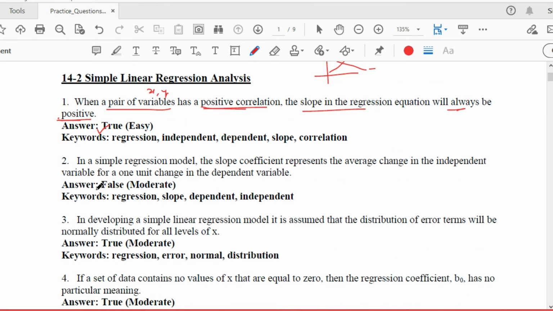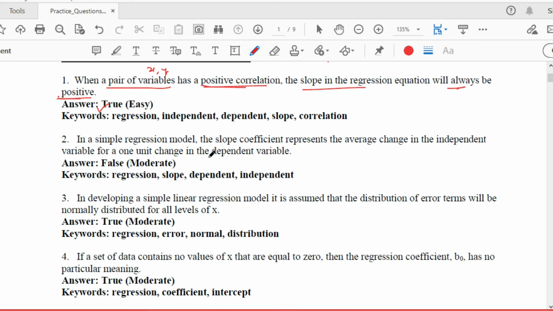So yes, true. In a simple regression model, the slope coefficient, I repeat, what are they talking about? Slope. So I write the equation again. Y is the dependent variable, then we have an intercept called B0, and then we have a slope called B1, and then we have an independent variable. So the slope coefficient B1 represents the average change in the dependent variable for a 1 unit change in the independent variable.